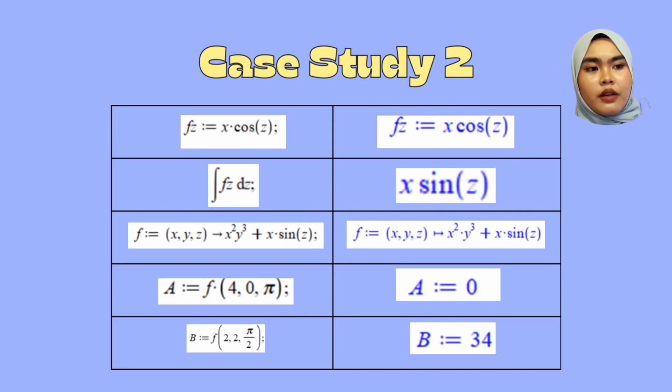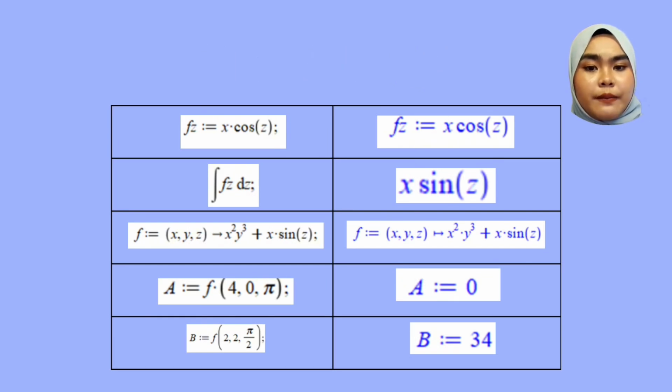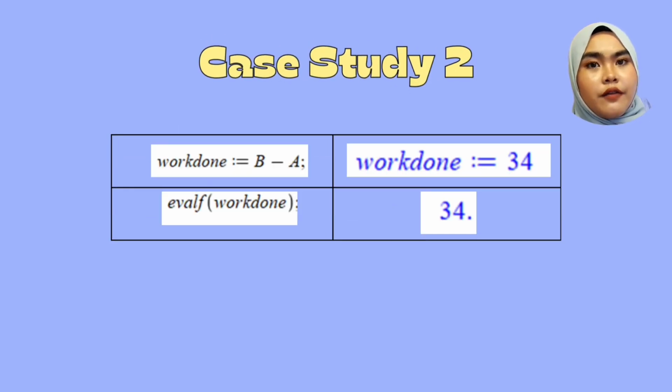And then we calculate the work done, where a equal to f(4, 0, pi), which is equal to 0, and for b, f(2, 0, pi/2), which is b equal to 34, which matches our manual calculation. Once we got the values for a and b, we calculate the work done, which is b minus a, and then we got 34, and we evaluate the work done, which gives 34.